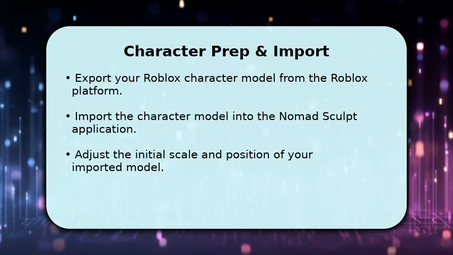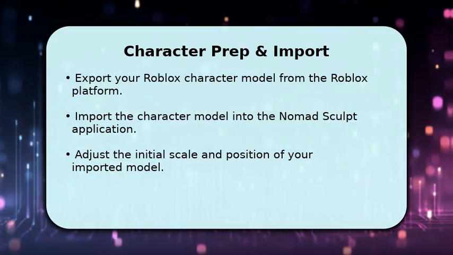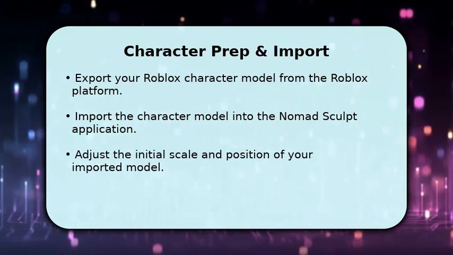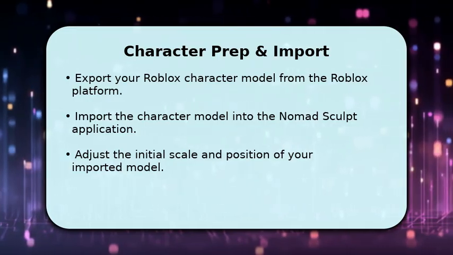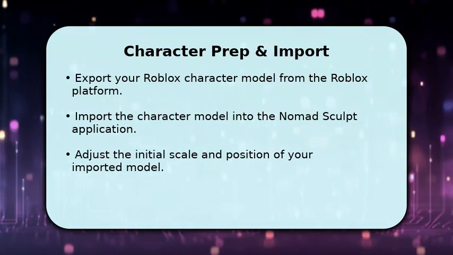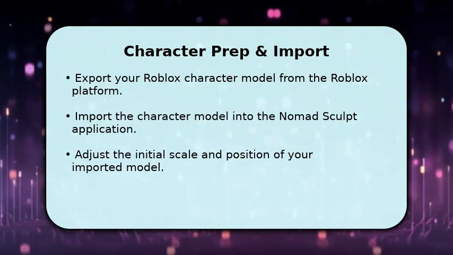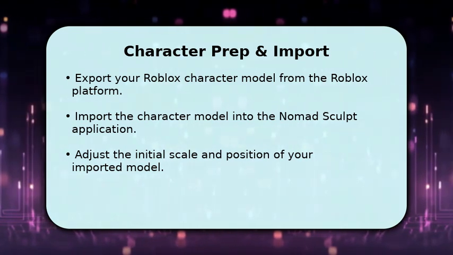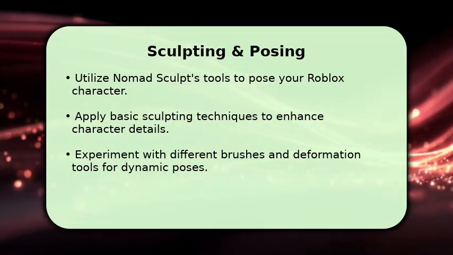Now, let's prepare your Roblox character. You'll need to use a specific method to export your character model, often involving a plugin or a specific game environment that allows model extraction. Once you have your character file, open Nomad Sculpt and import it. Pay close attention to the file format, typically an OBJ or FBX. After importing, you might need to adjust its size and orientation to fit the scene properly, ensuring it's centered and at a workable scale.